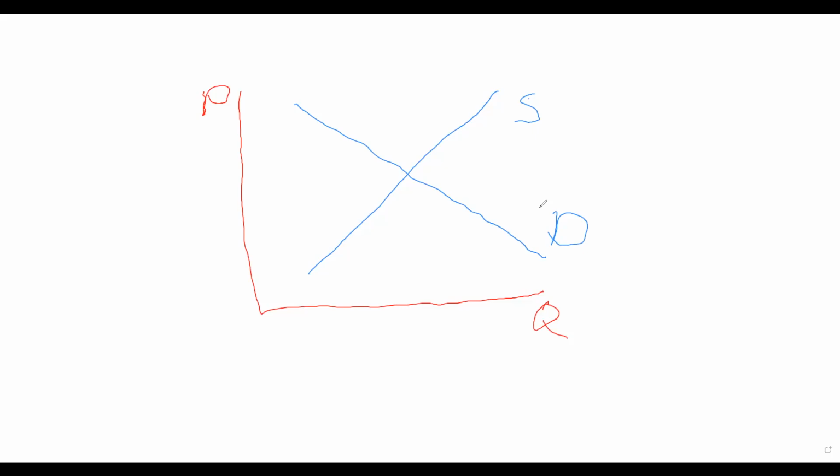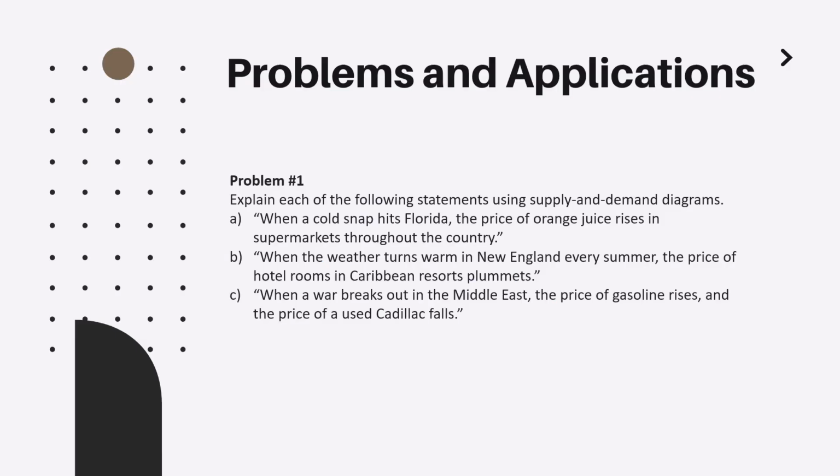So the result will be that tourists from New England will prefer to stay at home as the weather is good. And we will have a new demand. Demand will be shifted. And this will reduce, as you can see, both the equilibrium quantity and equilibrium price.